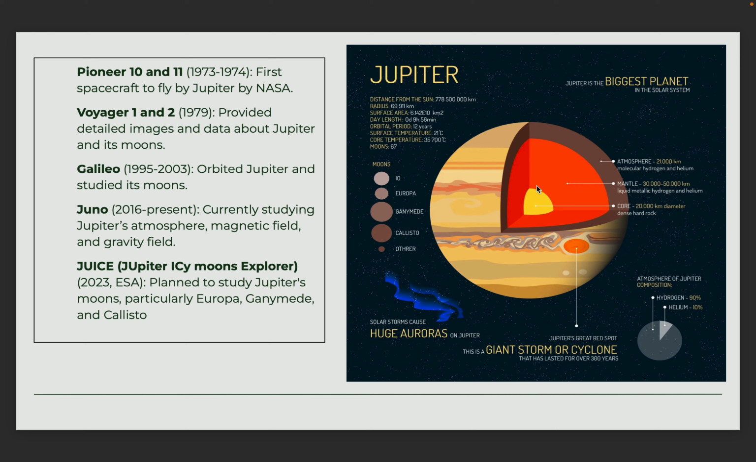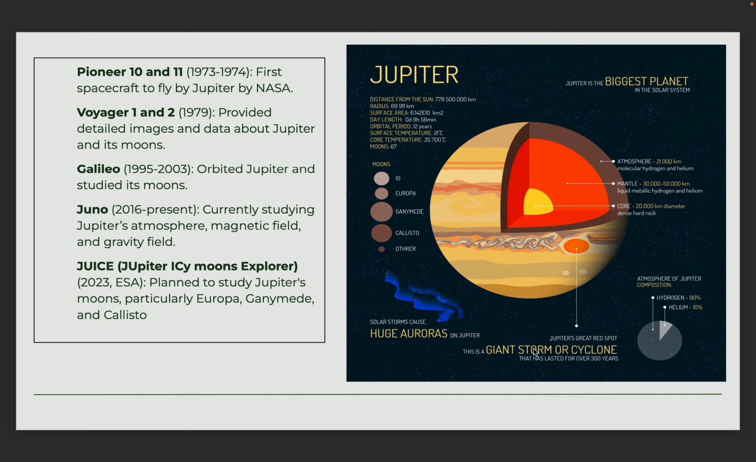Jupiter is divided into different types of layers. Jupiter's atmosphere is about 21,000 kilometers thick and contains molecular hydrogen and helium. Jupiter has a mantle layer which contains liquid metallic hydrogen and helium, and Jupiter has a dense, hot core, which is about 20,000 kilometers in diameter. Here the diameter of each region has been shown.